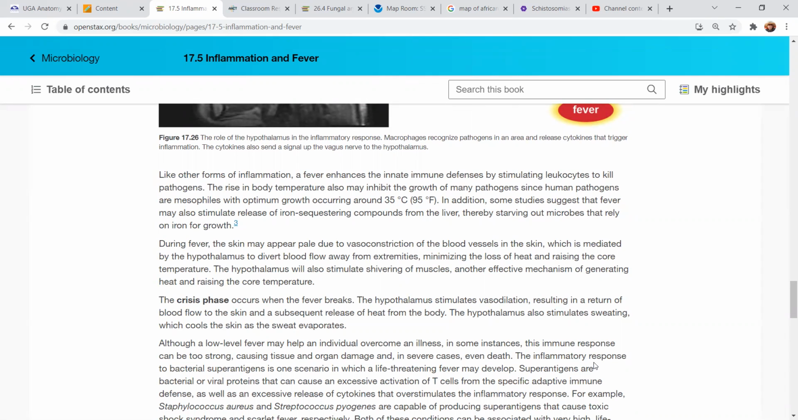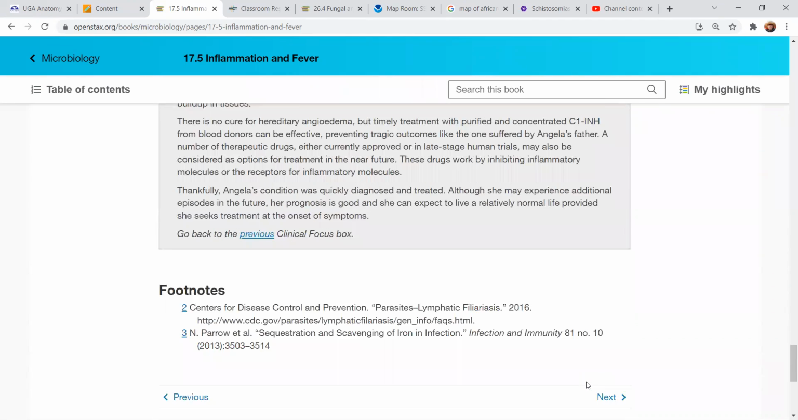Fever enhances the innate immune defenses. It stimulates those leukocytes, like the neutrophils and those macrophages, those natural killer cells, to basically do their job. It also can inhibit the reproduction of bacterial pathogens. So that brings us to the end of chapter 17, our non-specific or our innate defenses. And then we'll take a look in the next video at our specific defenses.